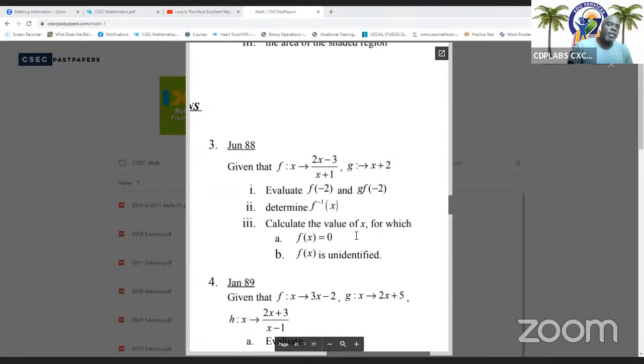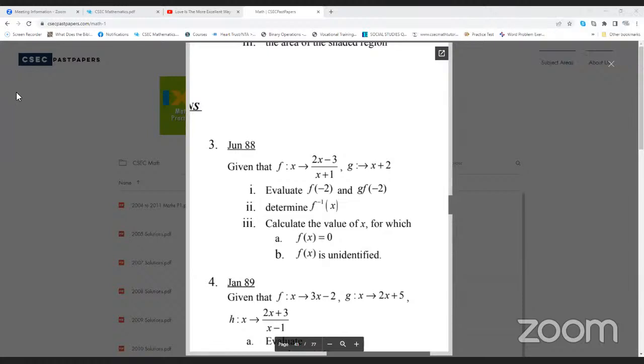Now, to calculate the value of x for which f of x is equal to 0. Now it's saying that y is 0. So when y is 0, what is x? That's what they're asking us. So let's see how we do that on our whiteboard.